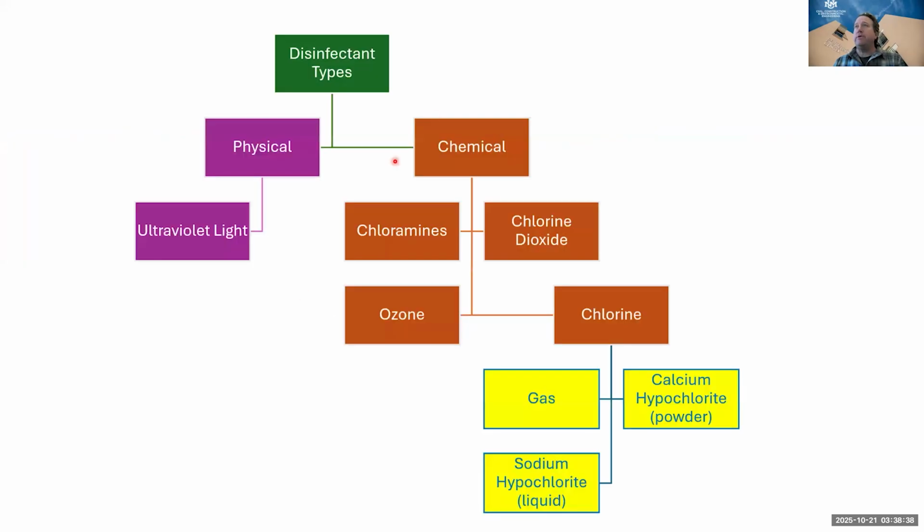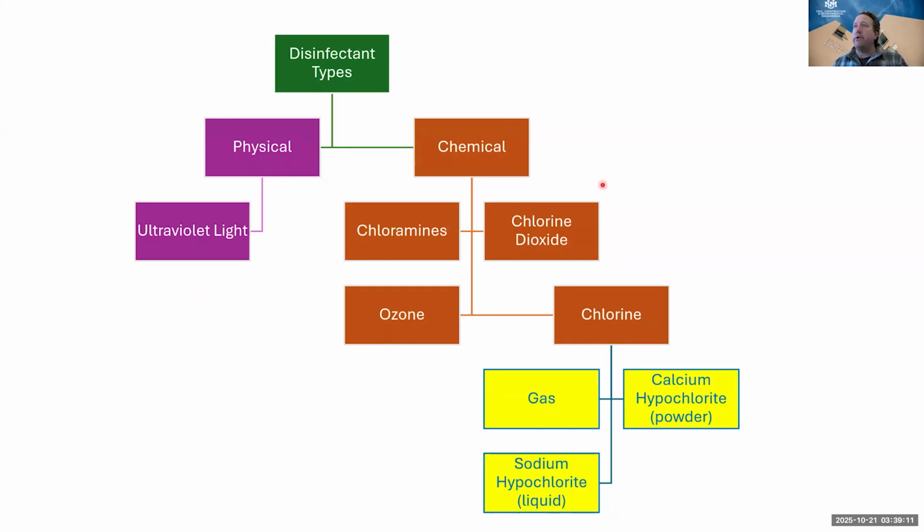All right, so let's review what we talked about last time. We learned about a number of different disinfectant types. We talked about one physical disinfectant, which is UV light, ultraviolet light. This is an effective primary disinfectant that doesn't form disinfection byproducts, but it doesn't leave a residual in your water to protect the distribution system from contamination.